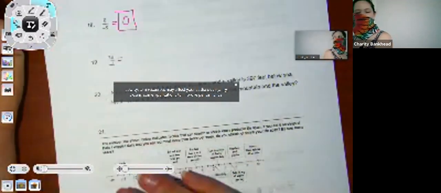Number 19, 28 divided by negative 4. A positive divided by a negative is a negative, and 28 divided by 4 is 7. So that answer is negative 7.